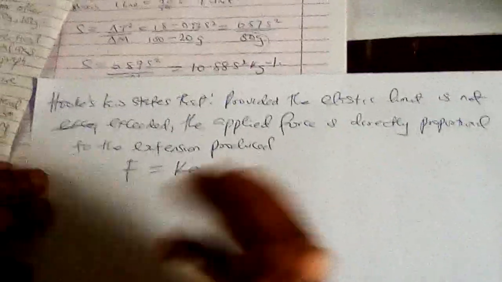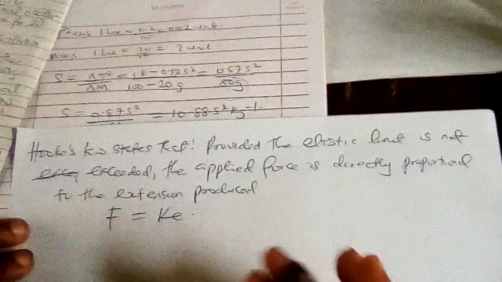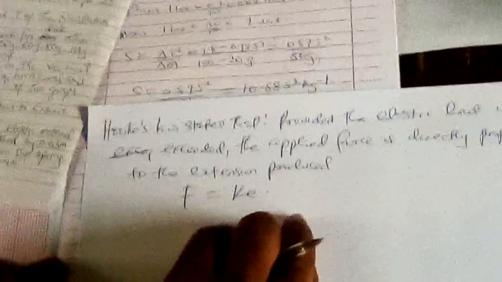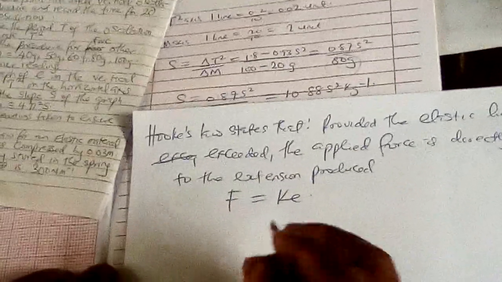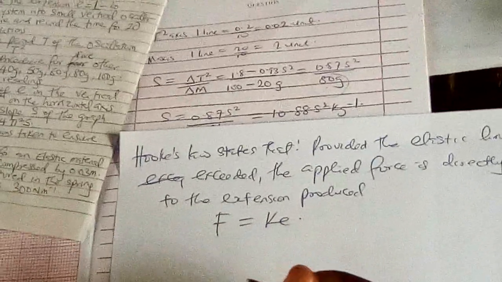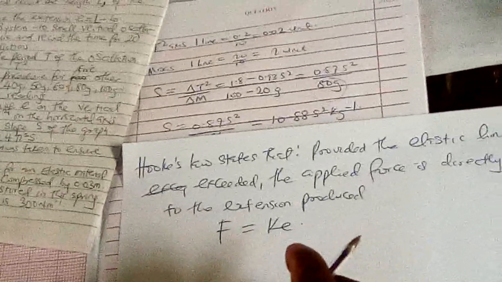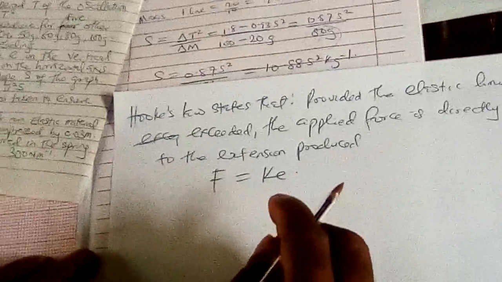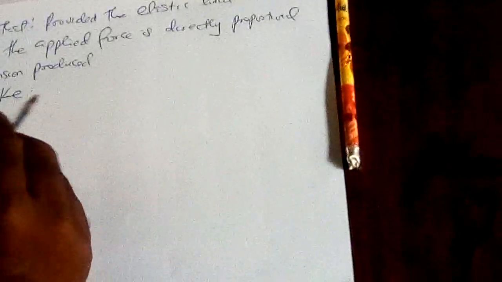You also expect them to ask you to state or define Young modulus. Young modulus is the ratio of tensile stress to tensile strain. Define strain. Strain is the ratio of extension to original length of the elastic material. Define stress. Stress is the ratio of force applied to the elastic material to the cross-sectional area.